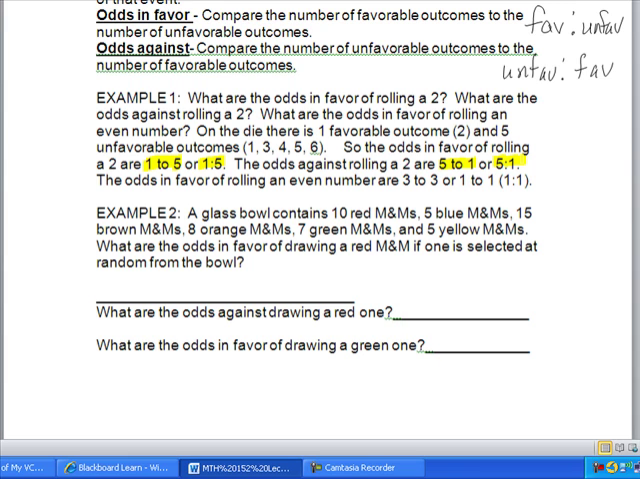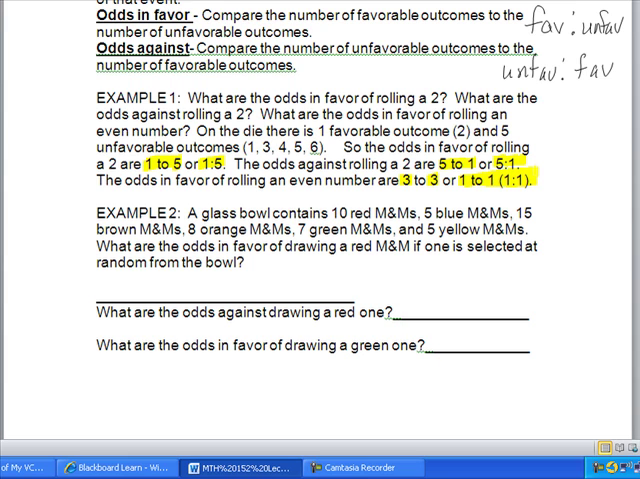Okay, now let's talk about the odds in favor of rolling an even number. We have 2, 4, and 6. So we have 3 even numbers, and 1, 3, 5, 3 odd numbers. So 3 to 3, or we reduce that. We treat it like a fraction, 1 to 1, or using the colon, we can do 1:1. Okay, so those are odds. They are related, but they're not exactly the same.